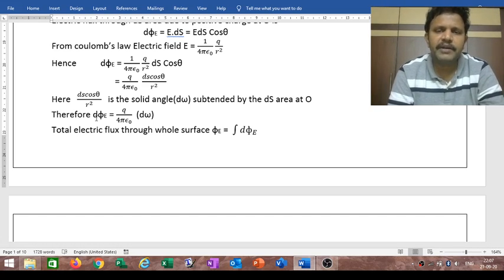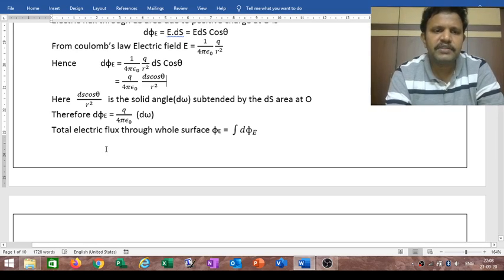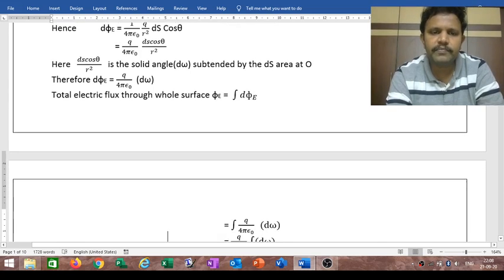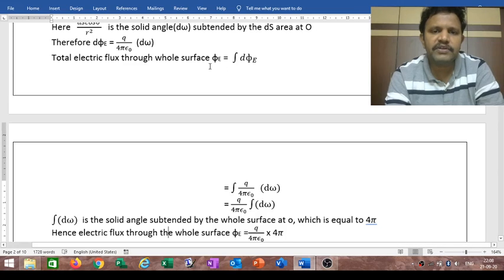But our intention is to measure the electric flux through the entire surface. So let us integrate the above equation. Then we get the electric flux through the entire closed surface. Therefore, electric flux through the whole surface phi E is equal to integral d phi E. Here we substitute the d phi E value. Then the equation is converted into phi E is equal to integral q by 4 pi epsilon naught d omega.